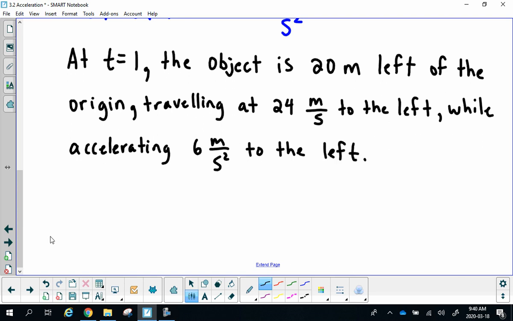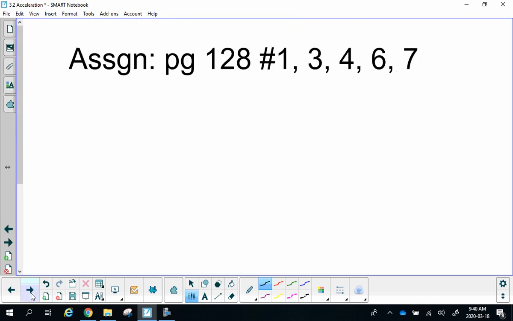So you don't have to incorporate too much physics knowledge in this, you just have to understand what the negative sign means. So we started 20 meters left of the origin, and we're traveling at 24 meters per second to the left, while accelerating towards the left. And that's the basics. All right, here are some practice problems for you to try.